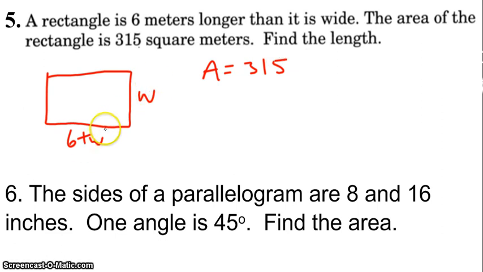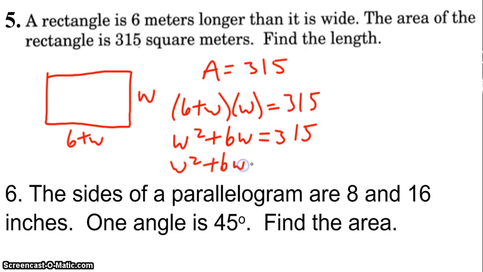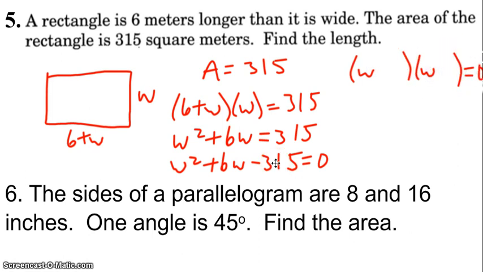Length times width, base times height. So we'll take 6 plus W times W would equal the area of 315. We go ahead and distribute there: W squared plus 6W equals 315. And now we have a problem that we would like to go ahead and factor. So we would factor that: factors of negative 315 that add up to 6, and that is positive 21 and negative 15.